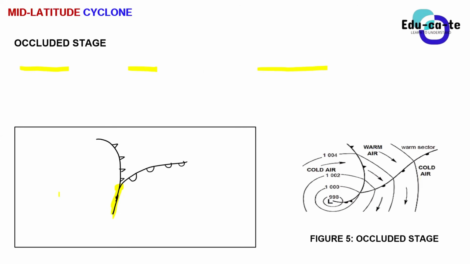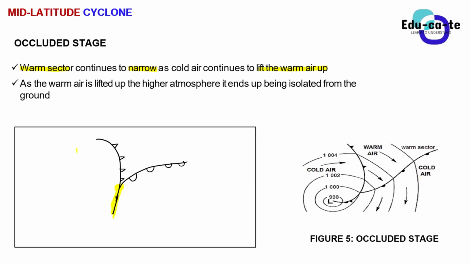So now this is what's happening during the occluded stage. Our warm sector is now narrower. This is still the warm sector, but it is now smaller, or narrower, because this cold air is heavy. It keeps on pushing and pushing, causing all the warm air here to end up rising and rising and rising. Yes?